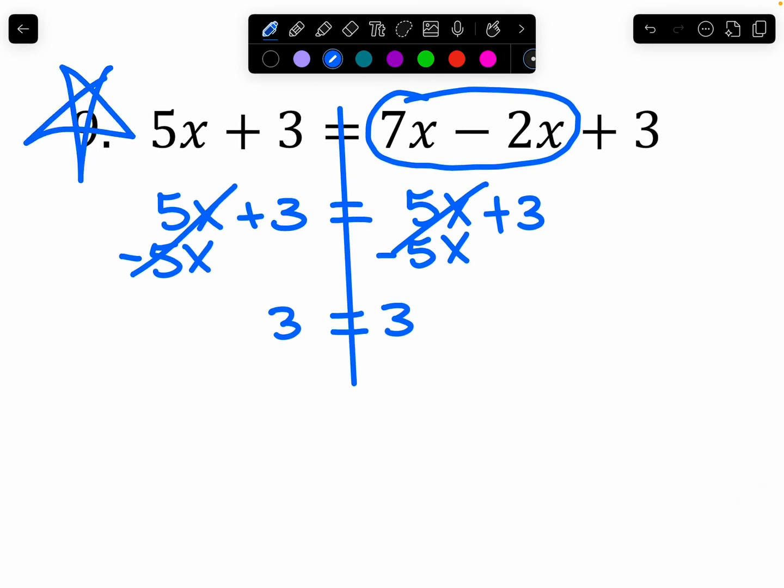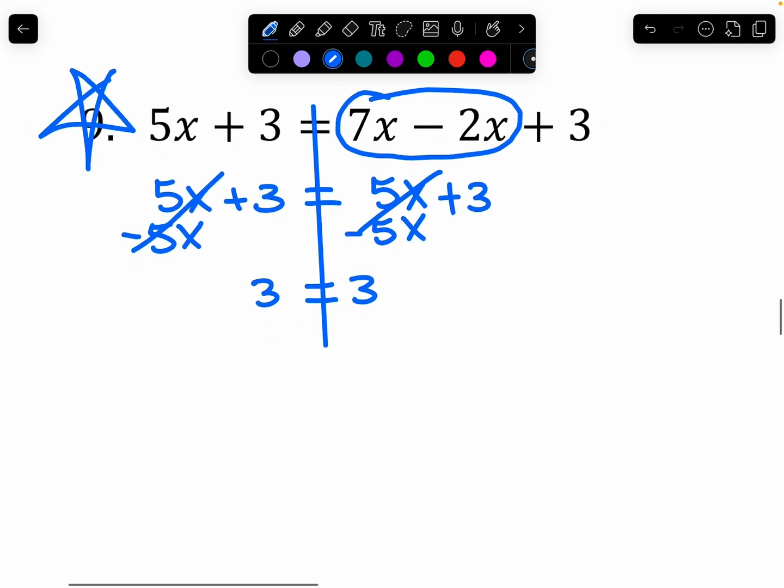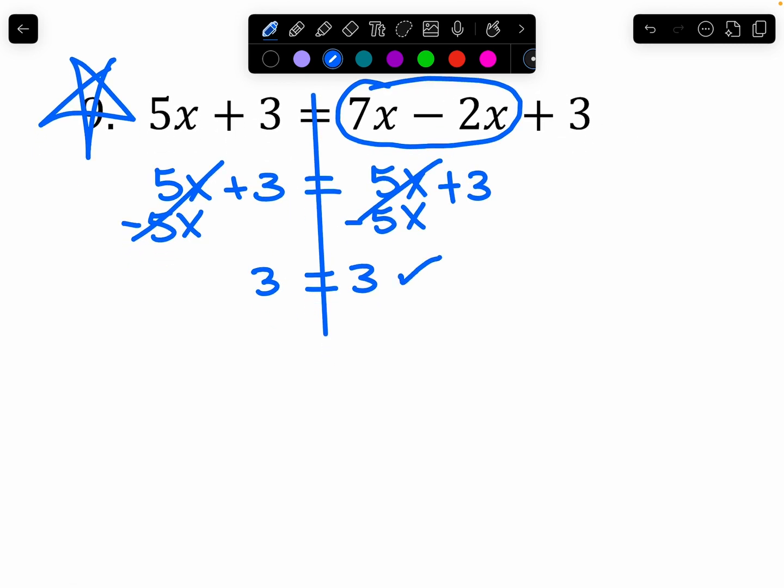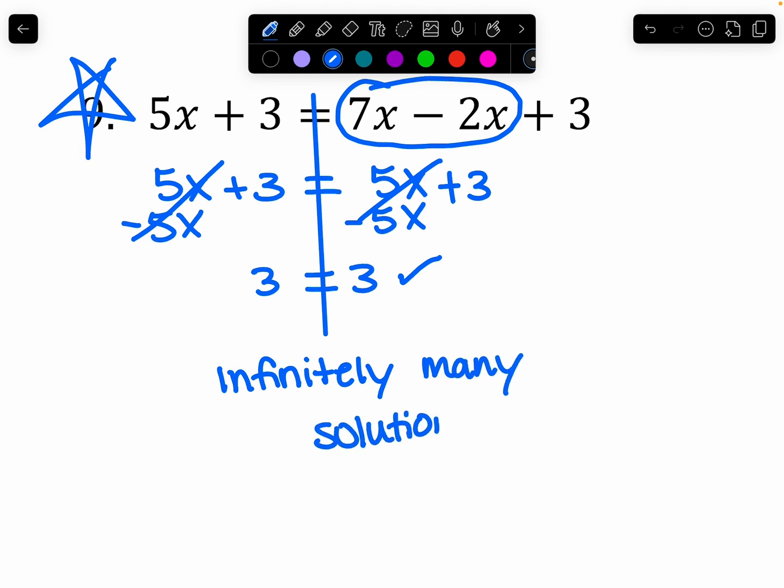So I would put a star next to this one because your variables are gone. You're going to end up with a statement, and your statement is either going to be a true statement or it's going to be a false statement. So this statement is 3 is equal to 3. That is actually true, which means that we have infinitely many solutions. This is the answer, not 3 equals 3.